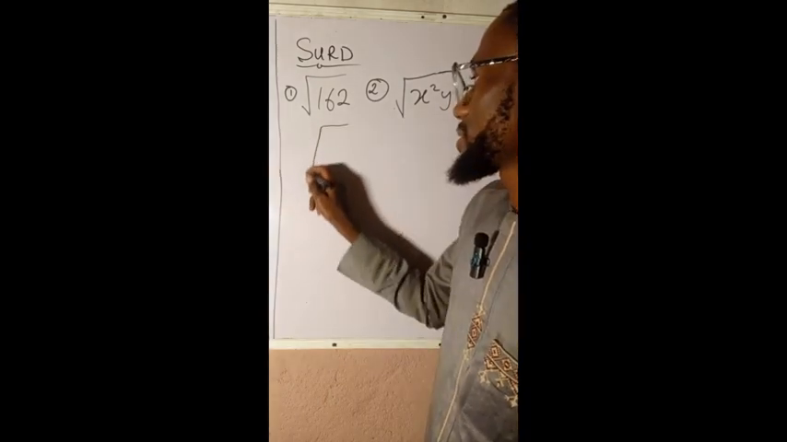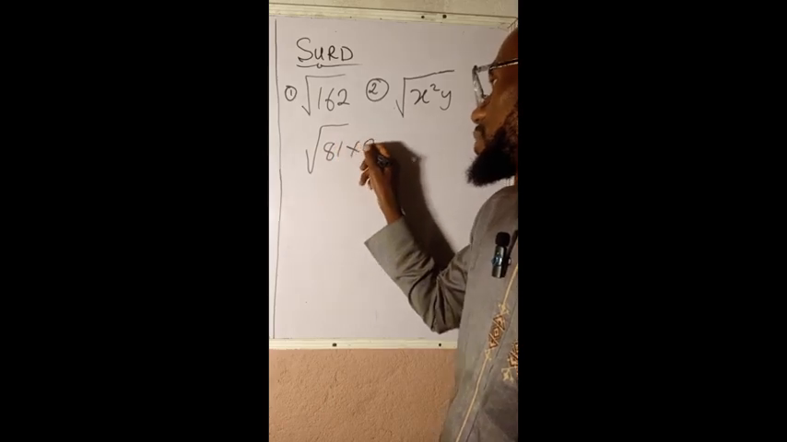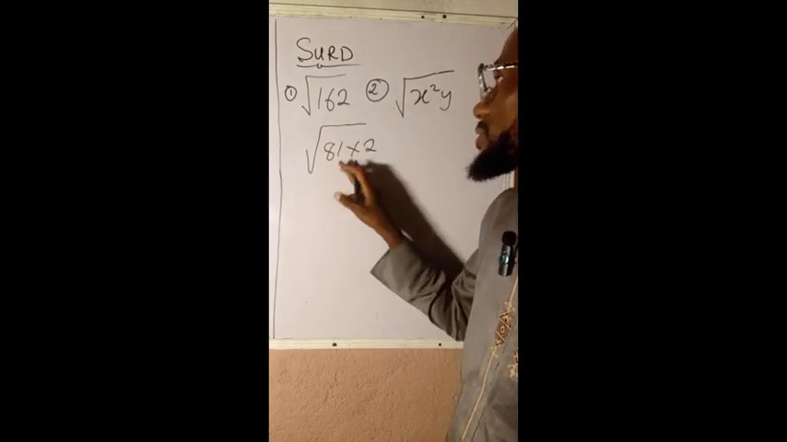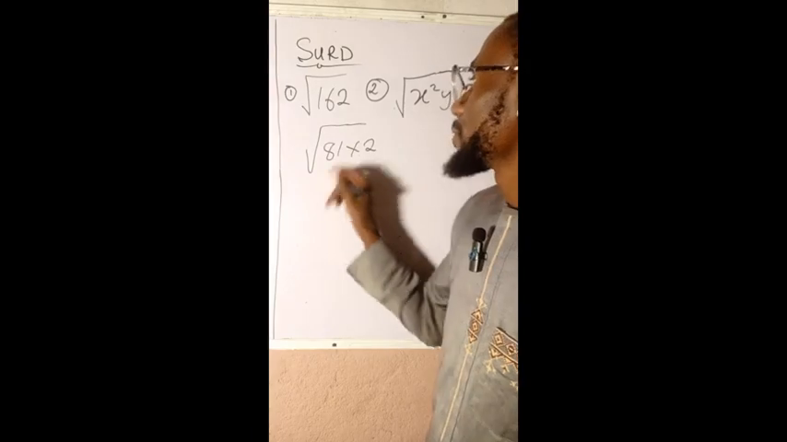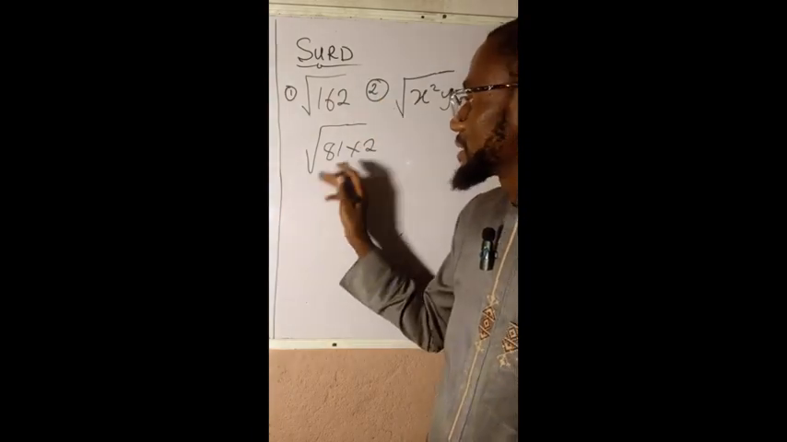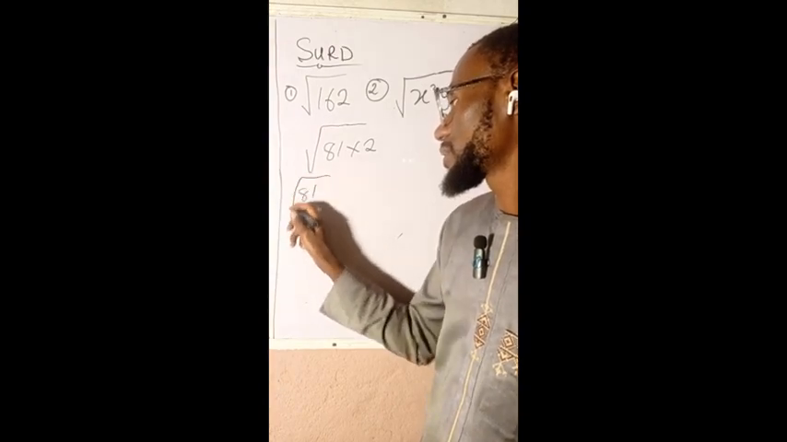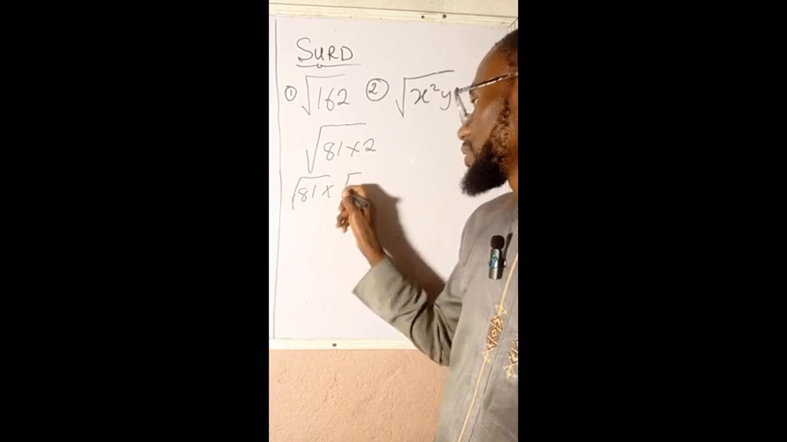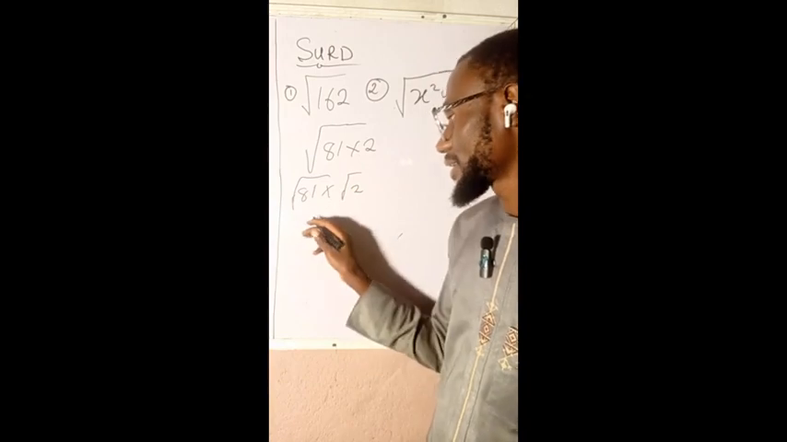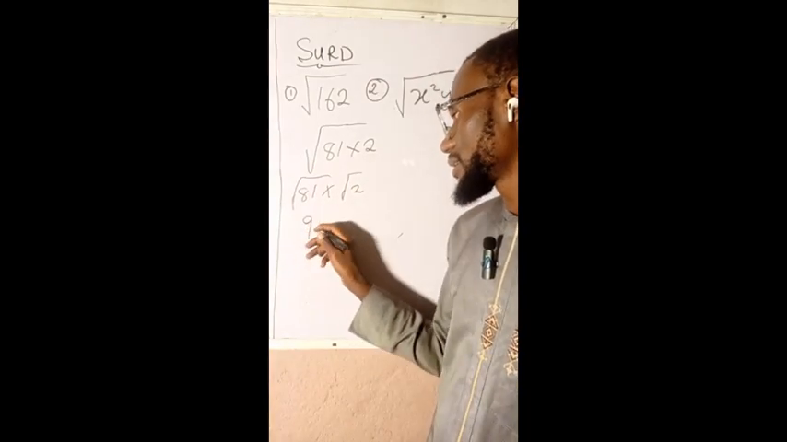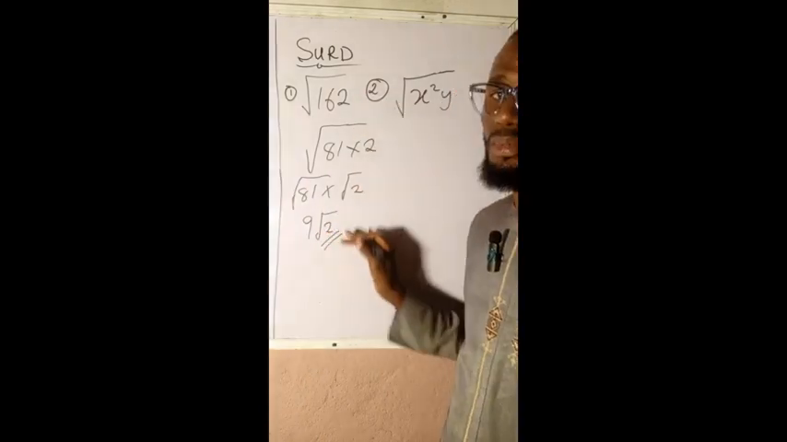And you have to say this is equal to 81 times 2. 81 times 2 is equal to 162. Therefore, you will say this is the square root of 81, multiplied by the square root of 2. Then the square root of 81 is equal to 9. Now, 9 root 2. That is as simple as this.